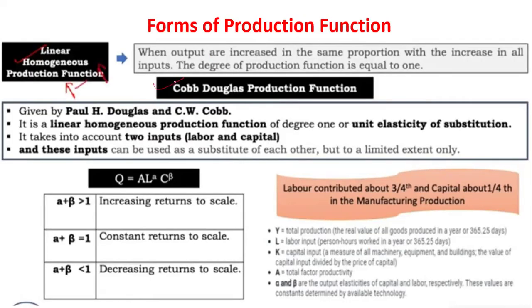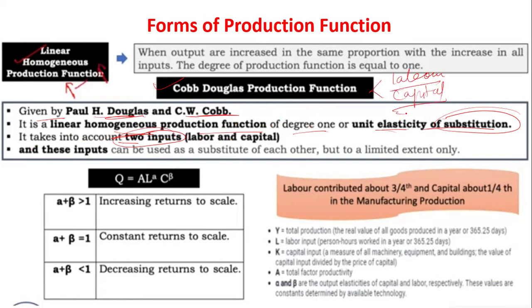First of all, this is the Cobb-Douglas production function. The Cobb-Douglas production function was given by Paul Douglas and C.W. Cobb. It is a linear homogeneous production function of degree one, with unit elasticity of substitution. It takes into account two inputs: one is labor and the other is capital.